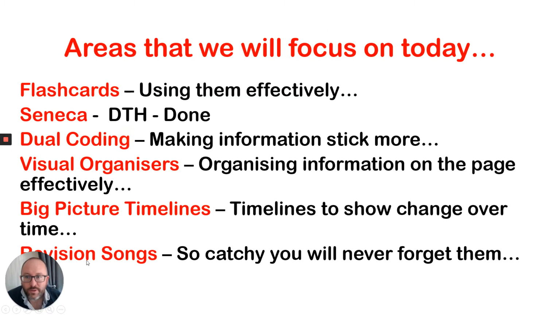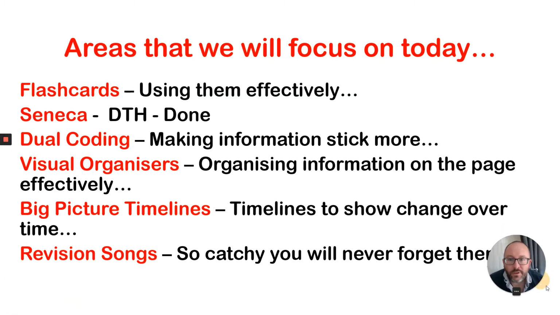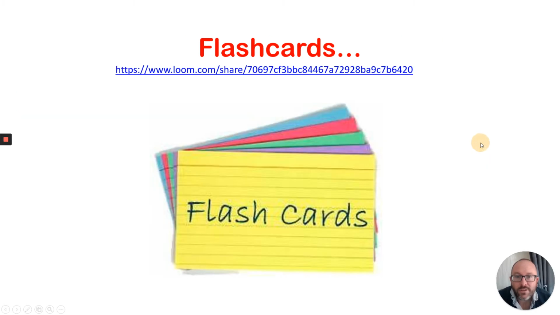So to start off with, the areas that we're going to focus on. First of all, flashcards, making sure that we are using them effectively. Then we're going to be looking at Seneca. Mr. Thorold's going to go through that with you. Dual coding, which is something that I've been working on, which I think works really well. Visual organizers, big time picture timelines, and revision songs. So we've got these 6 different areas. To start off with, I'd like you to pause me and watch this video link which guides you through using flashcards effectively.